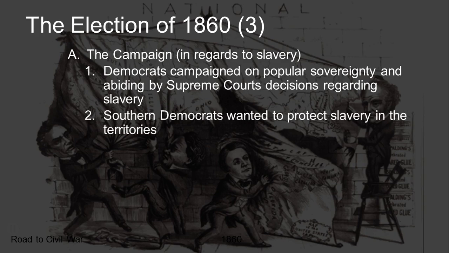The Southern Democrats, they, of course, campaigned to protect slavery, not only in the states where it existed, but they also wanted to protect its expansion into the territories.